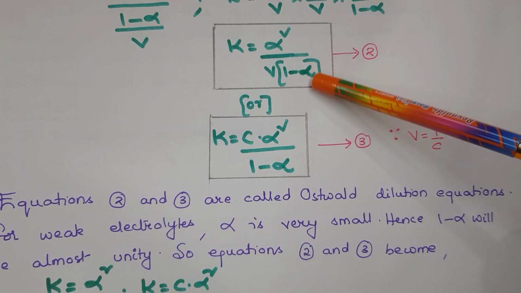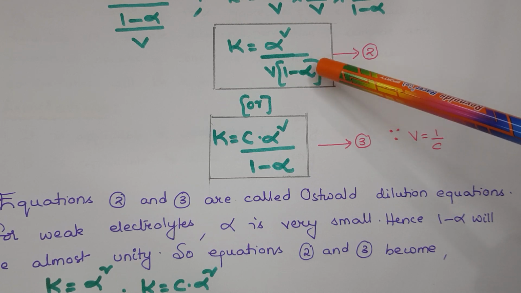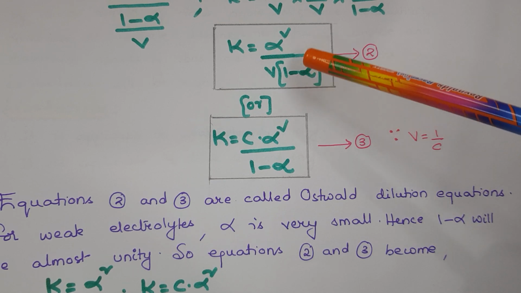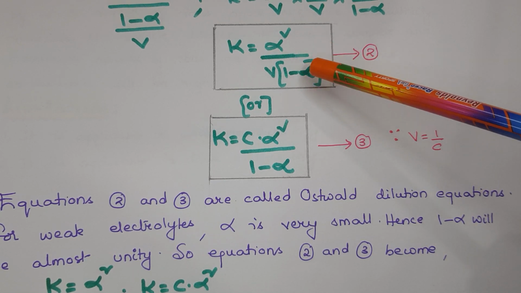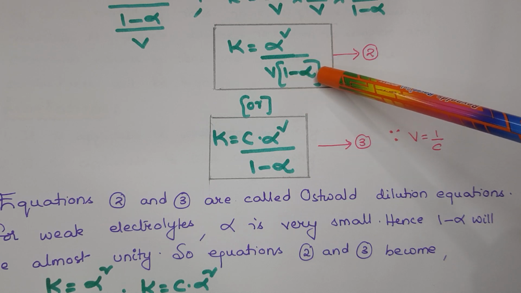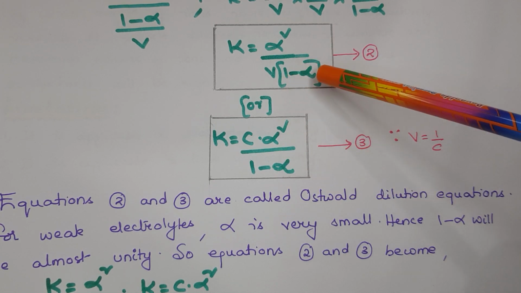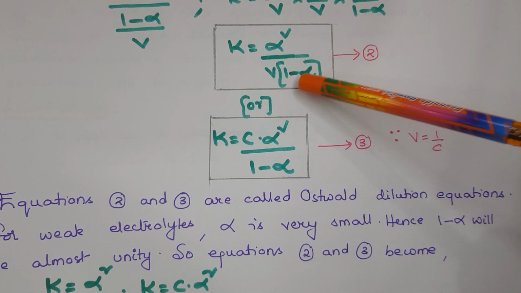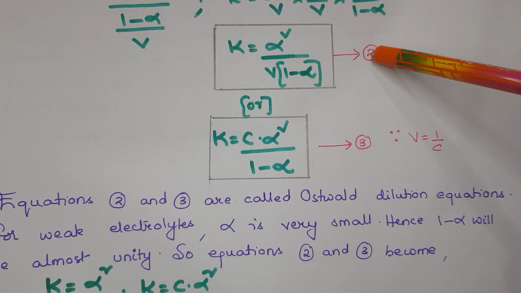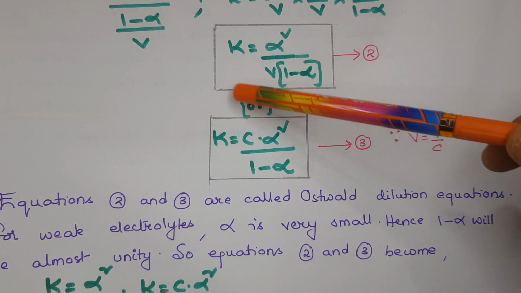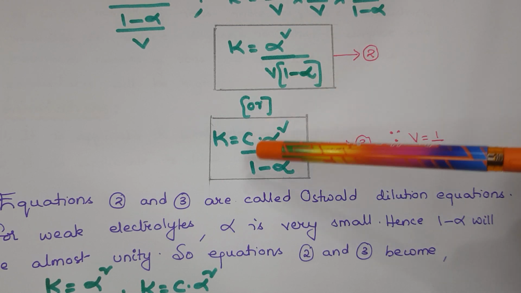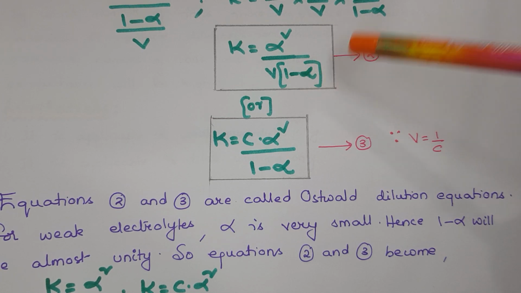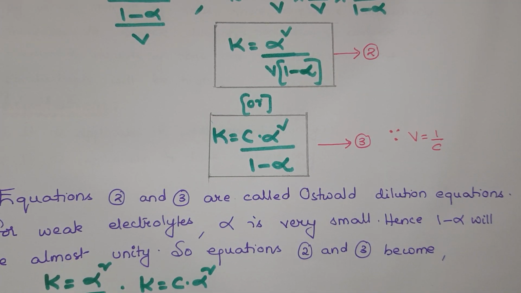So Ostwald's dilution law is applicable only to weak electrolytes, as we have seen. So the degree of dissociation in the case of weak electrolytes will be very, very small. So when compared to 1, alpha can be neglected. So this 1 minus alpha is almost equal to 1. So when 1 minus alpha is almost equal to 1, how will these two equations change, students? K equals alpha square by v, and K equals c into alpha square, because alpha is very small in the case of weak electrolytes. That's what I mentioned here.